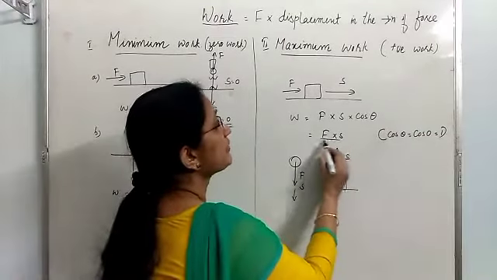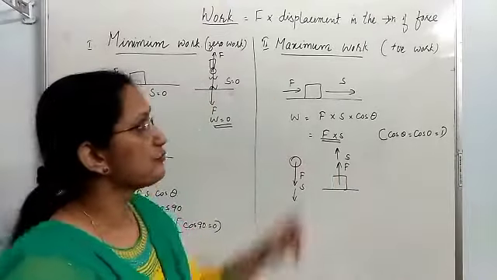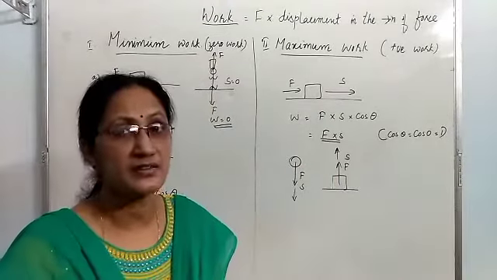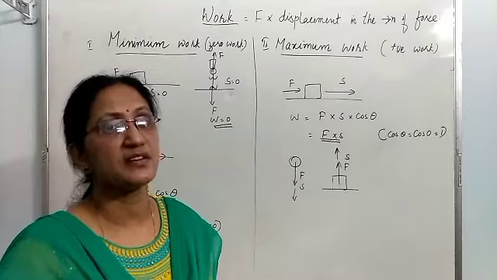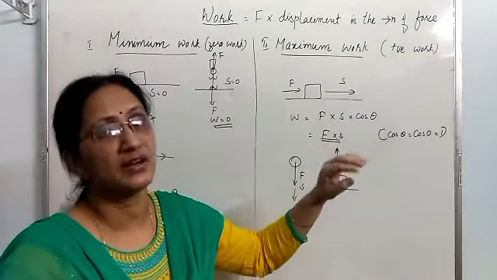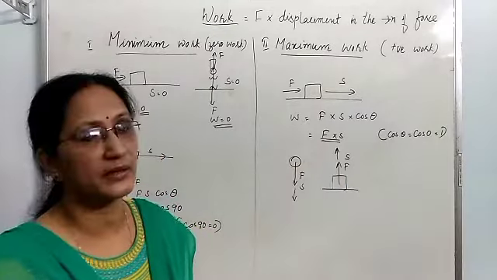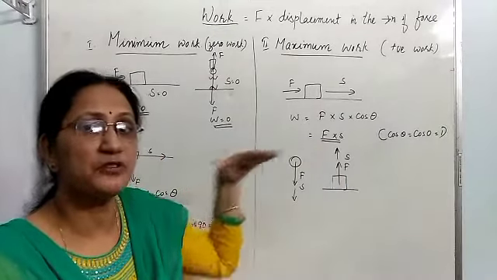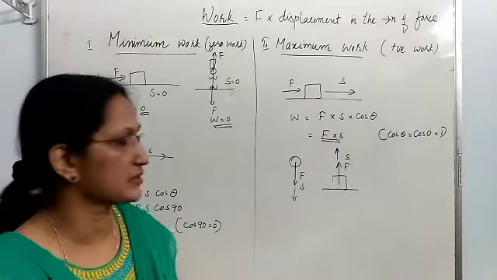That means maximum work is done if force and displacement are in the same direction. Or you can say when theta is 0, maximum work is done, or positive work is done. In that case, the complete force causes displacement.